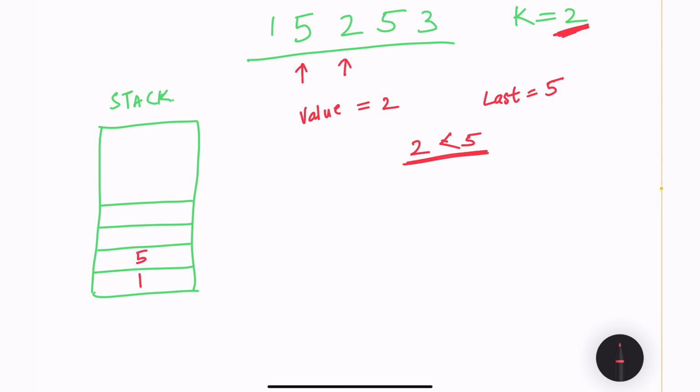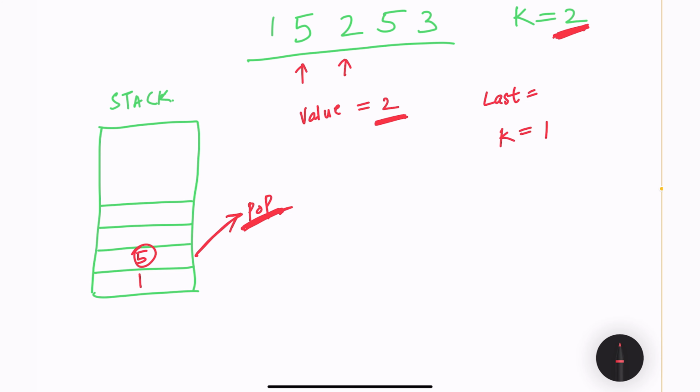So there is a dip, and with k greater than 0, we can still remove a certain digit. So we will remove 5 from the stack. After popping out 5 from the stack, we will be decrementing the value of k. So my new value for k is going to be 1.